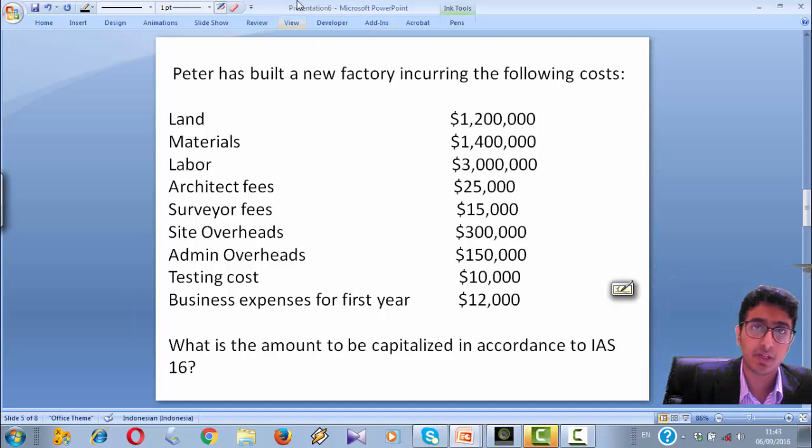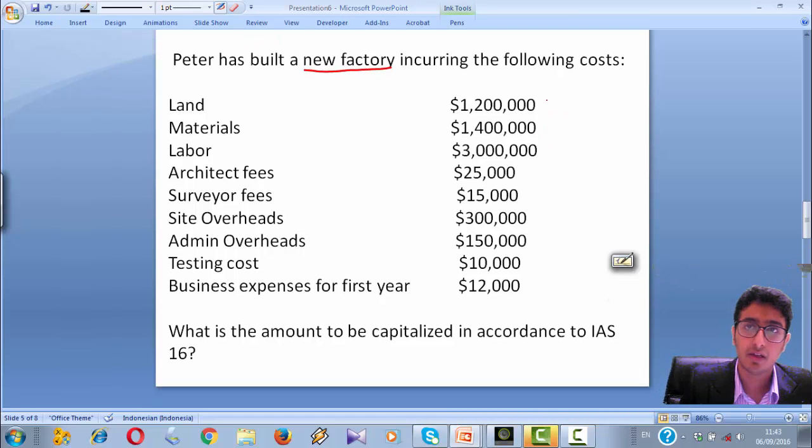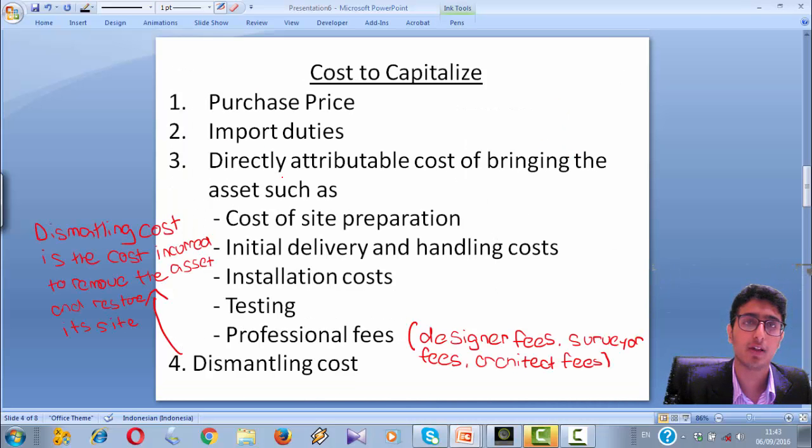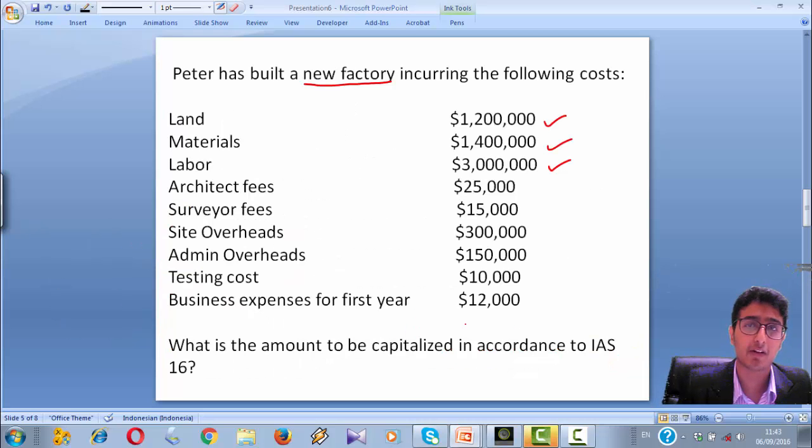Now, Peter is building a new factory. Okay? Now, when we build a new factory, we will definitely have to pay for the land, material, labor. Now, let us look back. What are architect fees and surveyor's fees? If we look back to our list of the costs to be capitalized, we can see that this is what we call professional fees. Now, sometimes when we build a factory or we build a building, we will need to incur these professional fees. Now, in accordance to IAS 16, we are allowed to capitalize these two items.